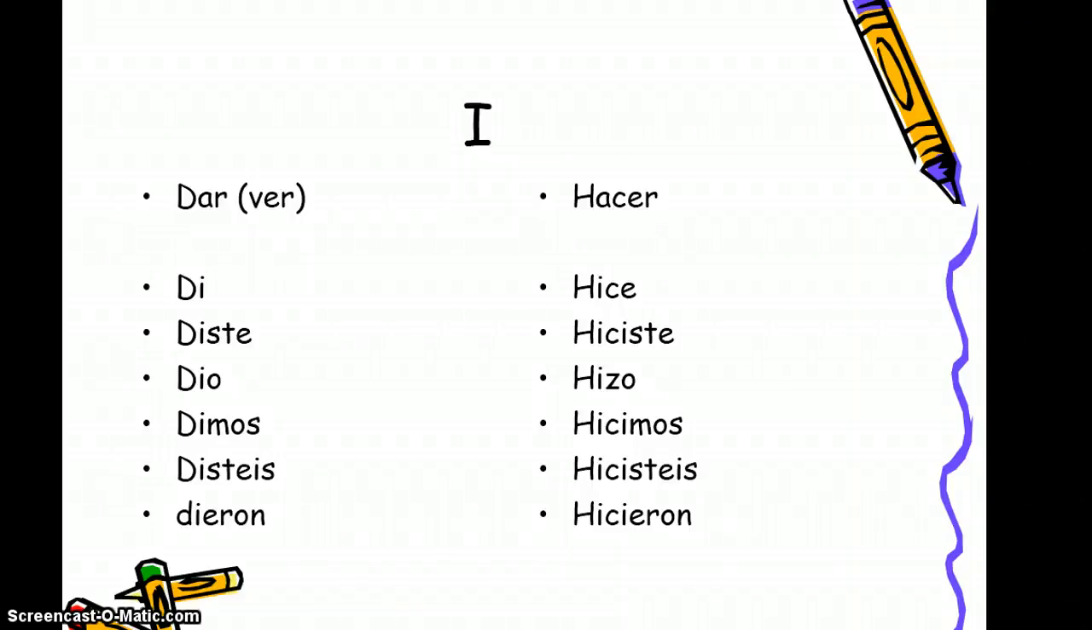We have two other verbs that are conjugated pretty much alike in the I category, dar and ver. If you can do dar, you can do ver, just change the D to a V. So with dar we get di, diste, dio, dimos, disteis, dieron. With ver, we're going to get vi, viste, vio, vimos, visteis, vieron.